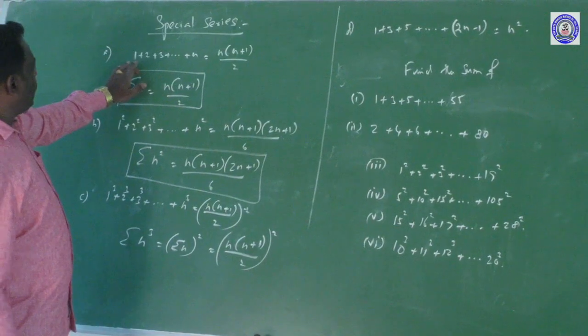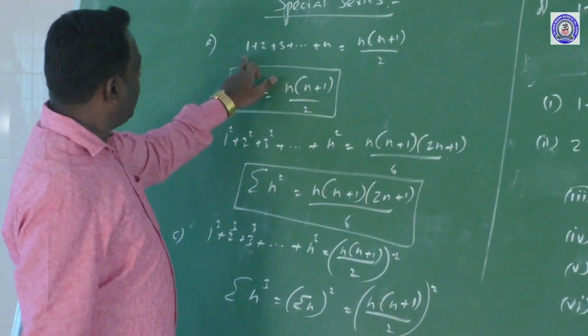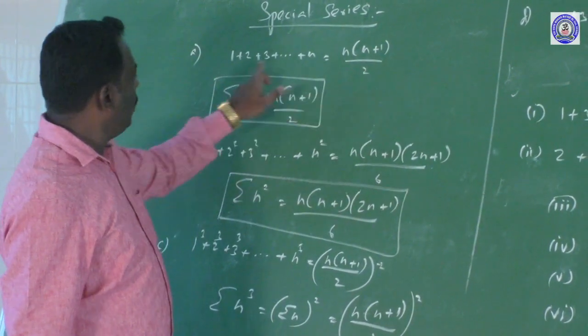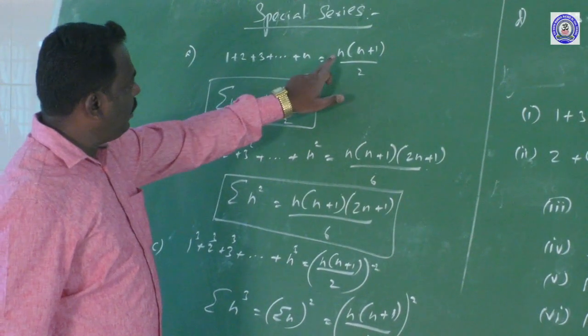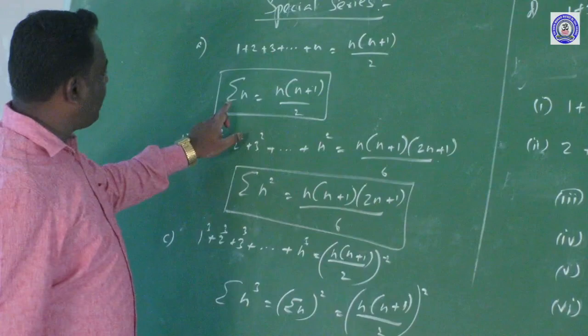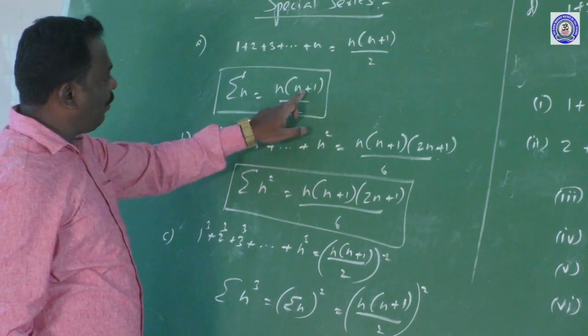Now in this special series, we add up the terms 1 plus 2 plus 3 plus etc. up to n terms. The sum of n terms is equal to n into n plus 1 by 2. The sum of n terms, defined by summation n, is equal to n into n plus 1 by 2. This is the summation n formula.